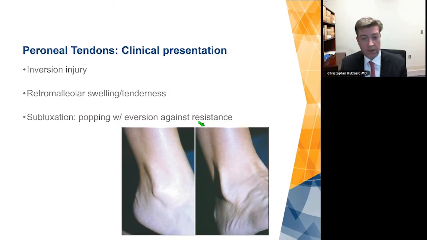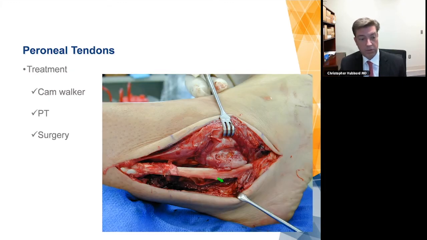This is the subluxation or the dislocation. So this is really the foot being bent up and out, and you can see where the tendon is behind the fibula here, and then it just subluxes, so it gets pushed over onto the side of the fibula. So this is not such a common injury, but it does occur.